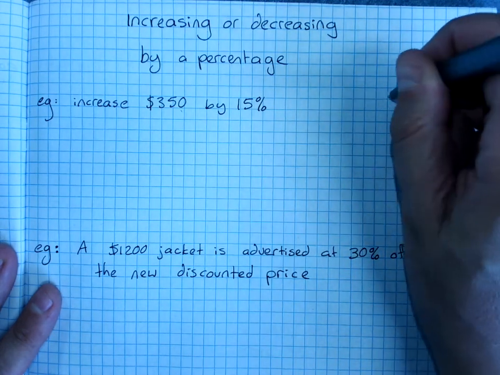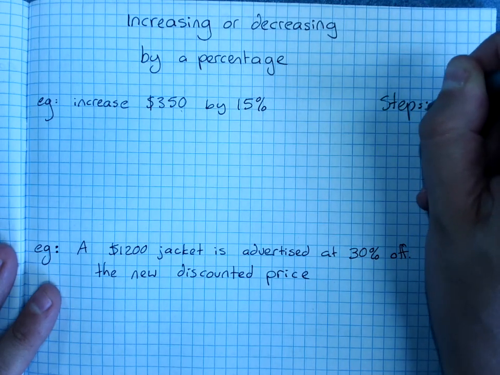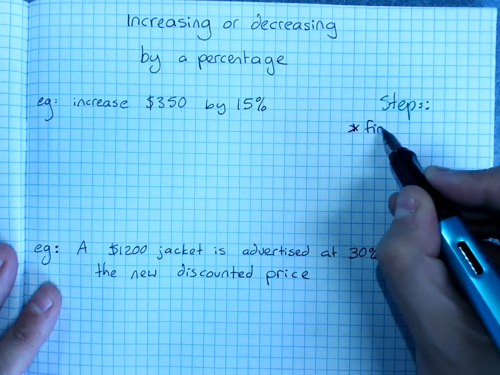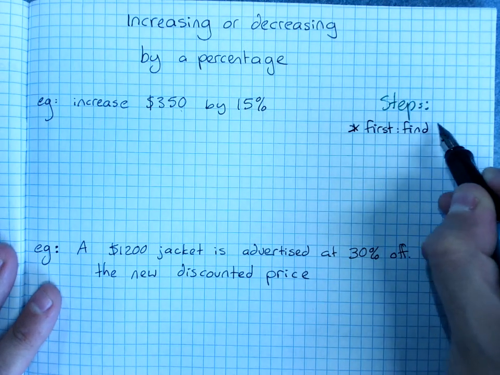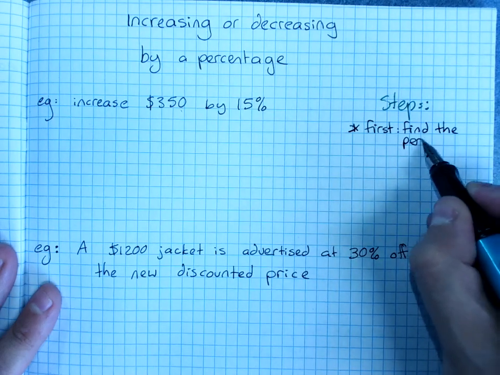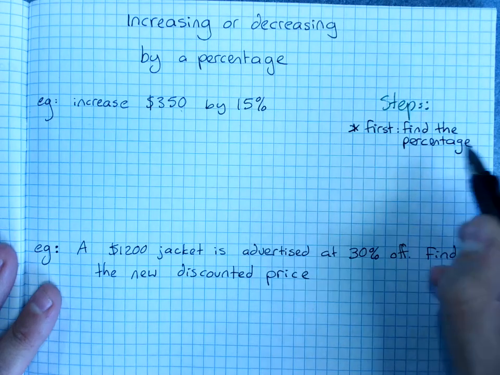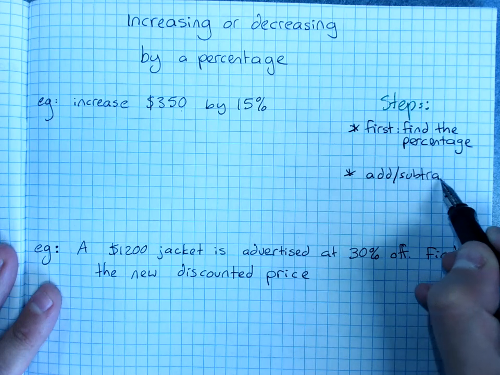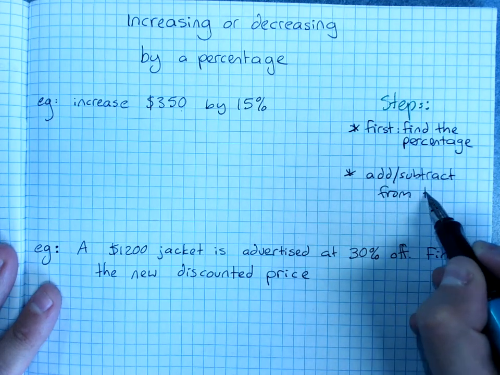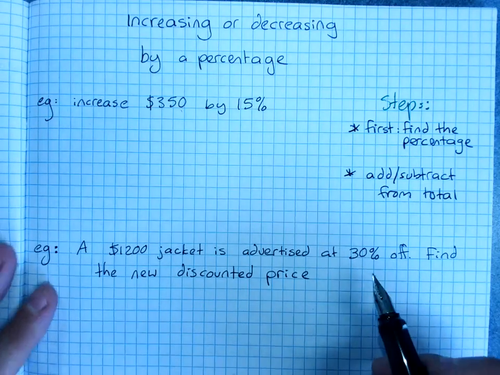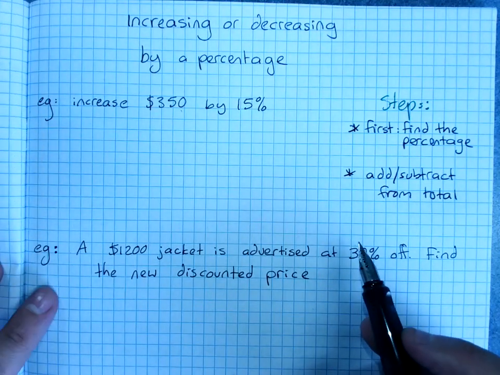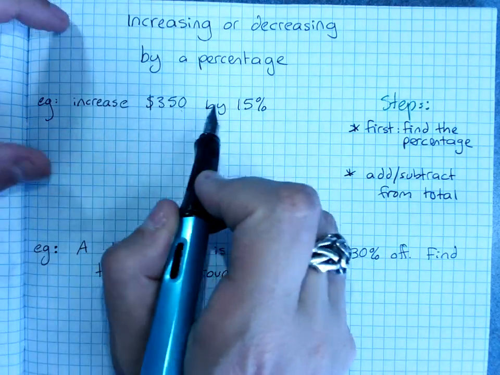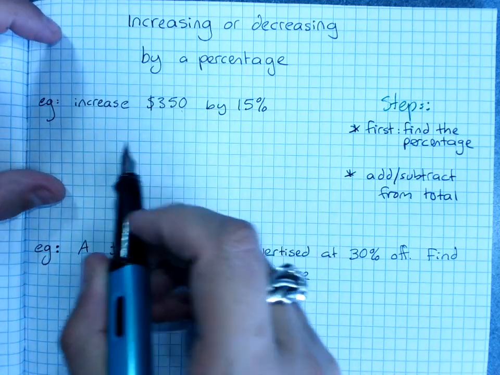So your steps are to first find the percentage of the total, and then add or subtract it from the total. Or add it to the total. So when we're increasing, we will add the percentage, and when we're decreasing, we'll subtract the percentage. So we start by finding 15% of 350.